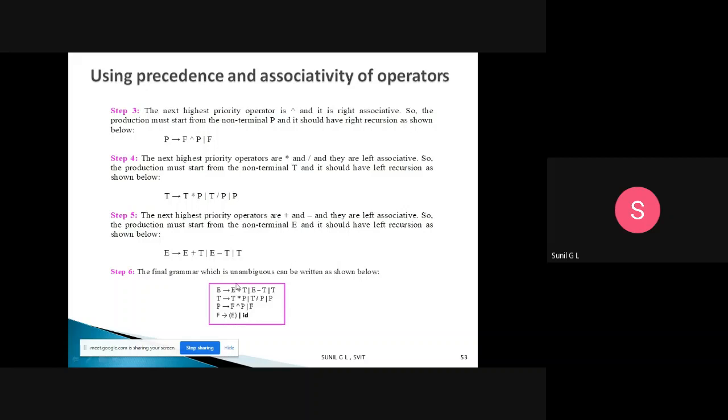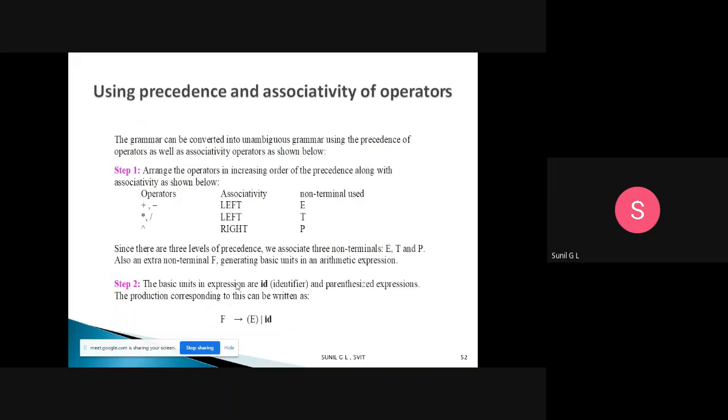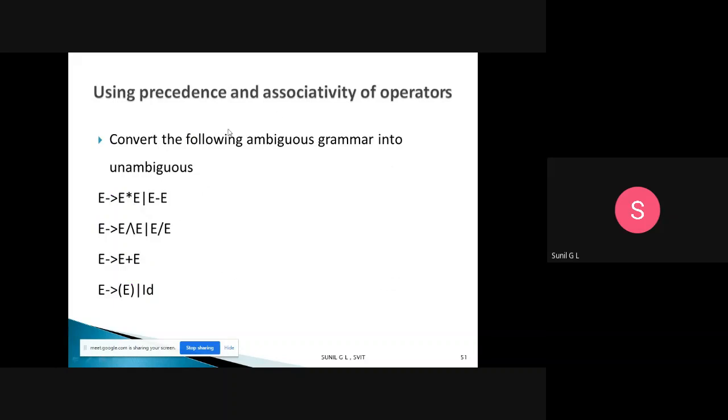From the ambiguous grammar we have derived this. I will explain once again. This is the problem given, and they also ask it in exams: give this statement and convert this ambiguous grammar to unambiguous grammar. So they have given E tends to E star E, or E minus E, E square E or E slash E, and E tends to E plus E. E tends to E or ID.